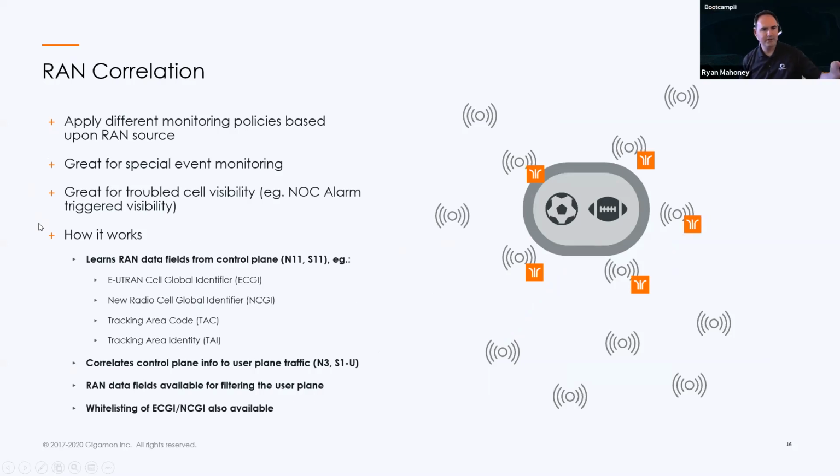The next one we have is RAN correlation. This is built upon our GTP correlation engine and our 5G correlation engine, and it's the ability to apply different monitoring policies based on the RAN source. Special event monitoring is a big reason to use this.